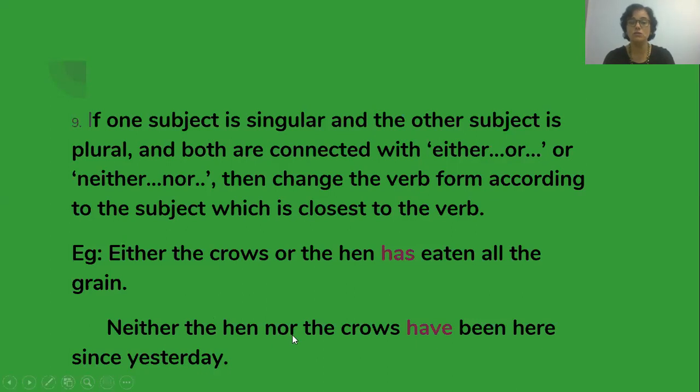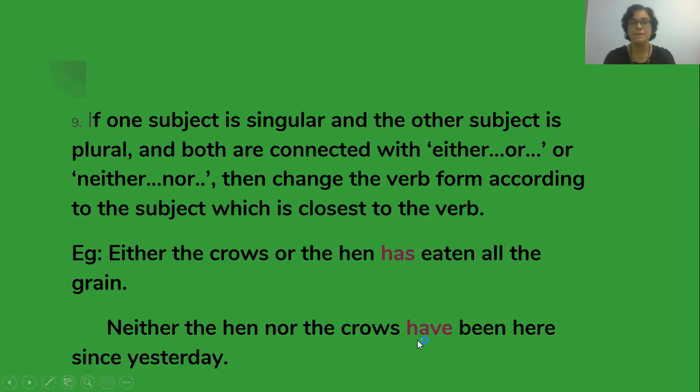Look at the second case. Neither the hen nor the crows have been here since yesterday. Why have we used plural over here, not has? Why have we used have instead of has? Easy. Because if you look at the subject here, this subject which is closest to the verb is plural. It says neither the hen nor the crows, but the subject which is closest to the verb is plural. So you use a plural verb.